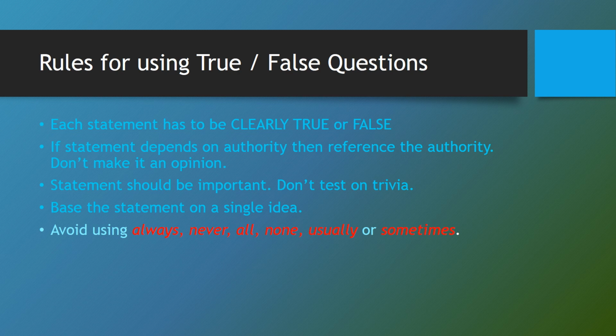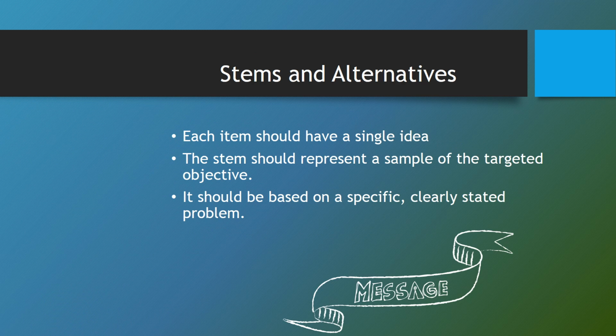These should be just the facts and relate specifically to things that are clearly true or clearly false. Whether you're writing your own questions or evaluating something that came with your text, it's a good idea to pay close attention to the stems, the question part, and the alternatives. Each item should only stick to one idea, whether it's a multiple choice or a true-false question.